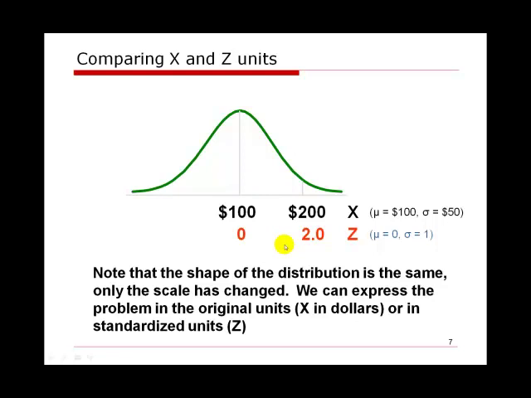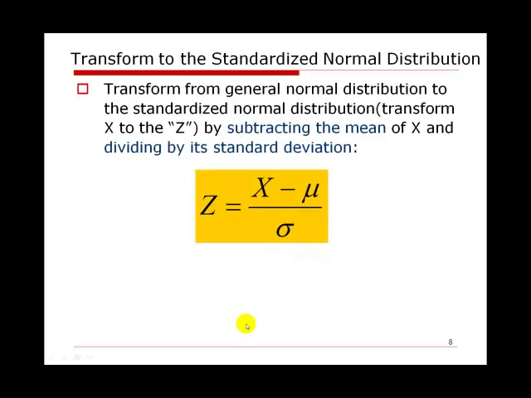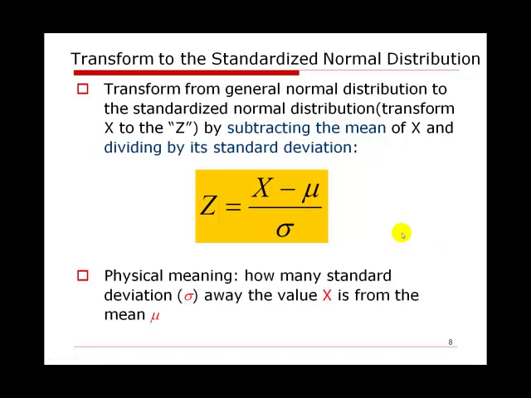So this tells us we can do a little bit of transformation. We can transform a general normal distribution to the standardized normal distribution, which means we can transform the value x from a general normal distribution to the z value of the standardized normal distribution. The transform is performed by subtracting the mean from the value of the random variable, and then dividing the result by the standard deviation, which gives us the z value.